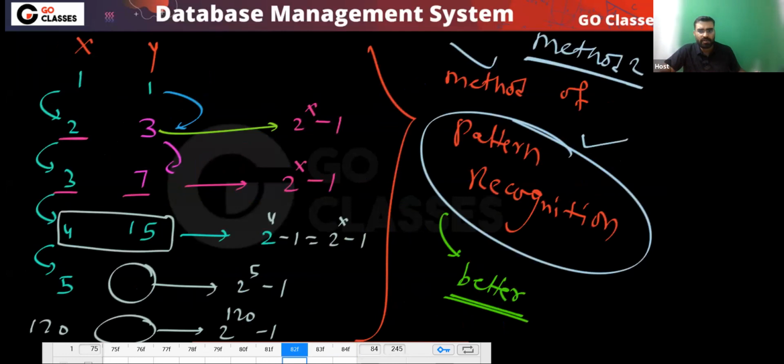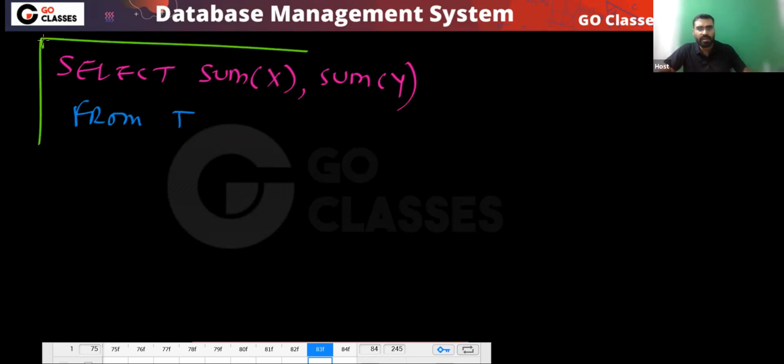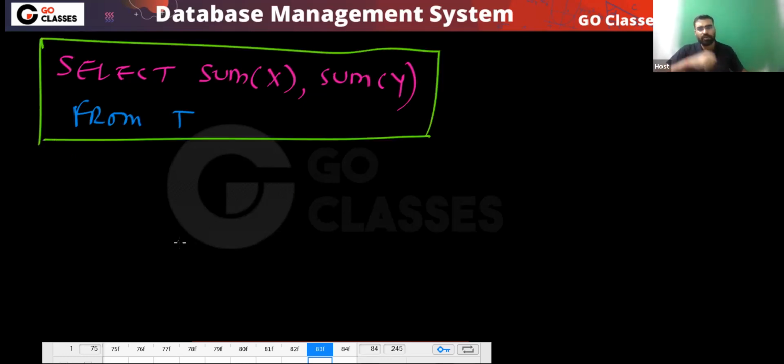In the same question, what is another variation they can ask? This type of variation also they can ask, like sum of x or sum of y, from t. Yes or no? And if they don't remove, they remove. So finally, what will be the output here?